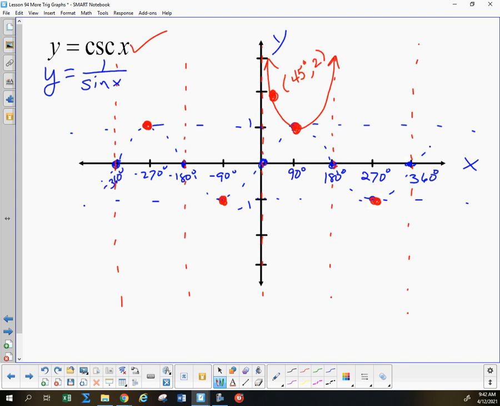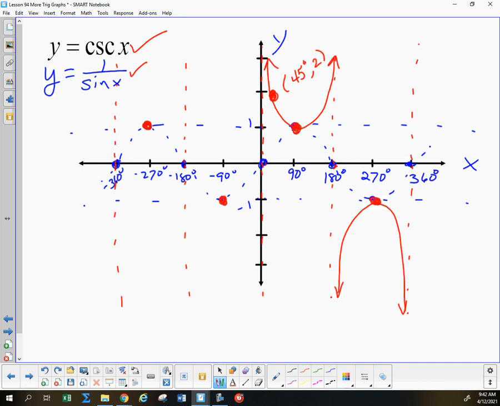Okay, if I'm between 180 and 360, everybody shout out, is sine positive or negative? So 1 over that negative right here is still going to be negative. So I can't go here and then be coming up above that x-axis where it's positive. So this is going to be a u that opens down.